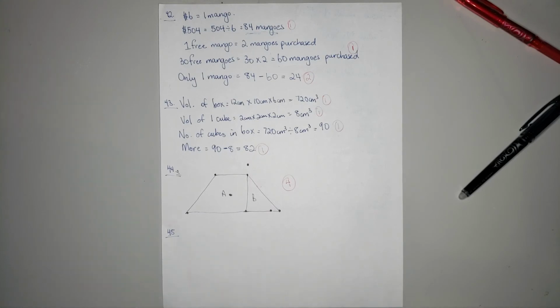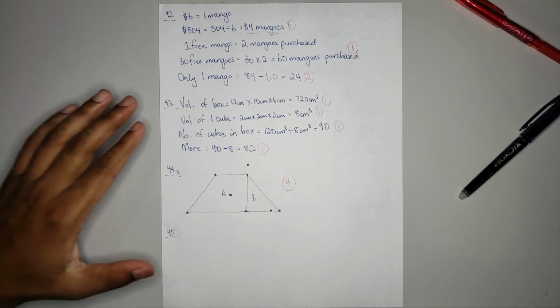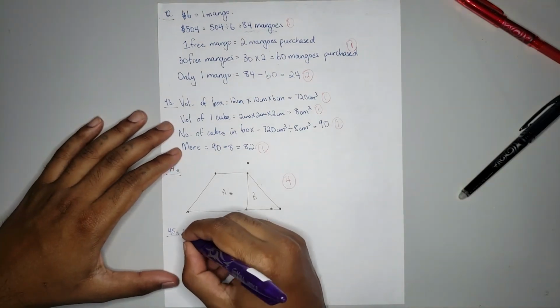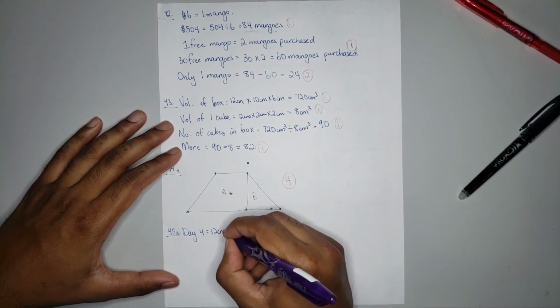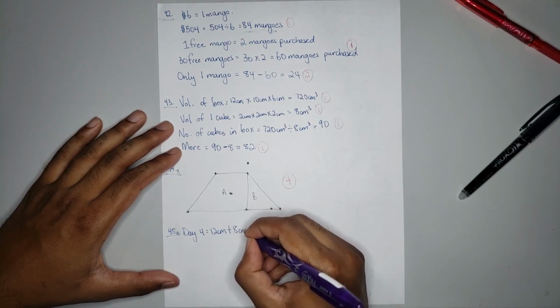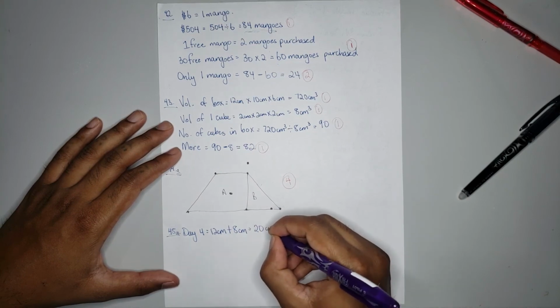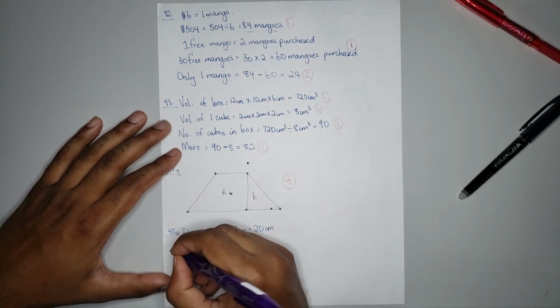So on day 4 it increased by 8 centimeters, and the plant was originally 12 centimeters. So day 4 is equal to 12 cm plus the increased amount, which is 8 cm, which is equal to 20 cm.